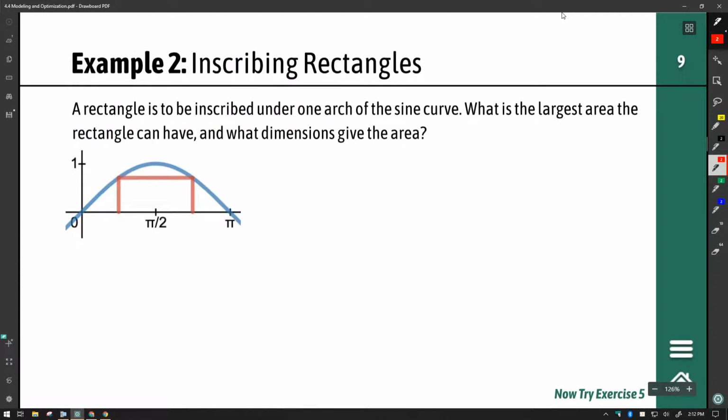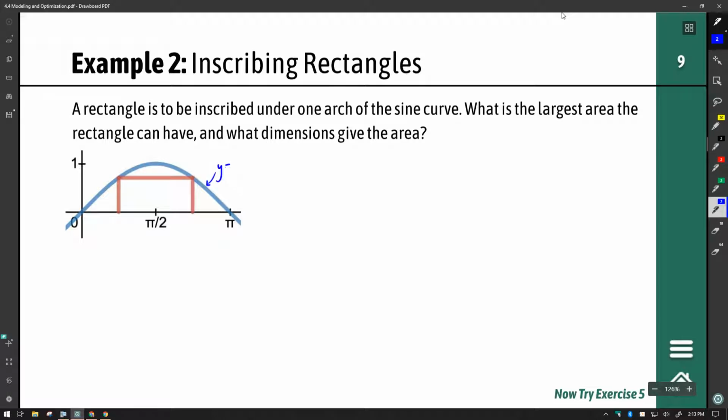And next, we have more of a graphical problem. A rectangle is to be inscribed under one arch of the sine curve. What is the largest area that the rectangle can have? And give the dimensions that give that area. So here's the sine curve. That's the one in blue.